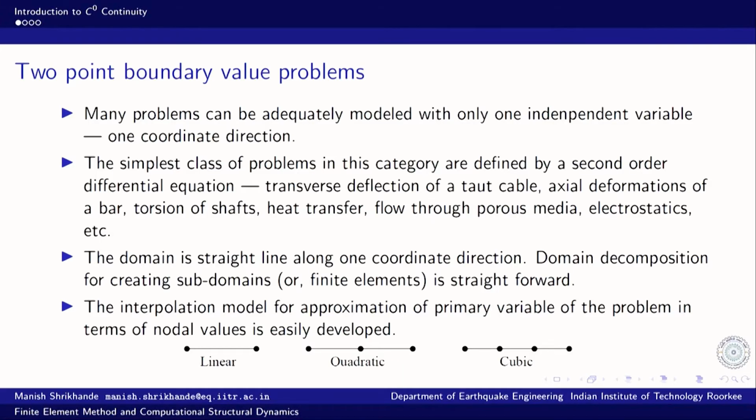will have three unknown coefficients, a constant term, a linear term and a quadratic term, and these three unknown coefficients can be evaluated by using three constraints, and those three constraints are provided by the function values for interpolation at the nodes. So, there will be three nodes for quadratic interpolation, and similarly for cubic. So, these are the possibilities that we can have for one dimensional interpolation.